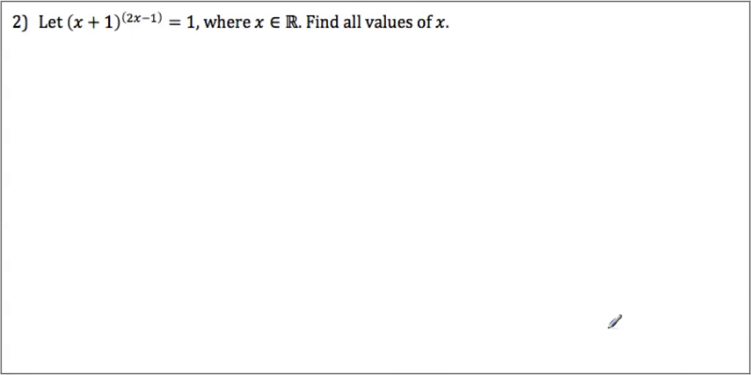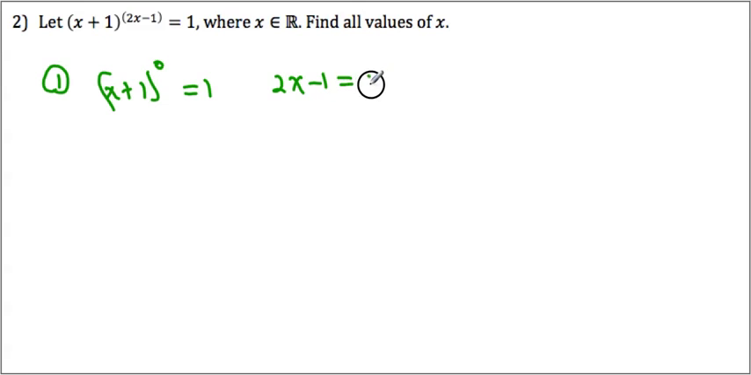Alright, let's talk about the second one. Here we have this expression has to be equal to 1. What does that mean? Either case number 1, any number to the 0 power will be equal to 1. Let's try to look into that first. That means 2x minus 1 has to be equal to 0. If you calculate this one, yes, we get x equals 1/2.